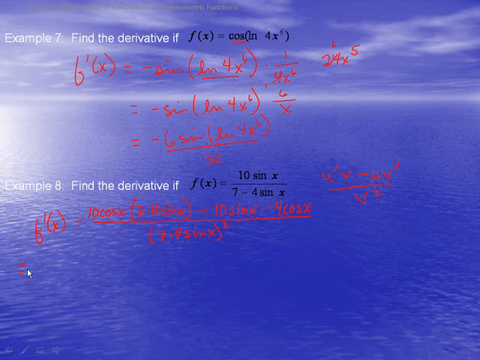And so that will be equal to, and I'm going to go ahead and distribute the 10 cosine x, so that'll give me 70 cosine x minus 40 cosine x sine x plus 40 sine x cosine x all over the denominator quantity squared. Notice that these two will cancel, which will leave us with 70 cosine x over 7 minus 4 sine x quantity squared. And I now have the derivative for number 8.